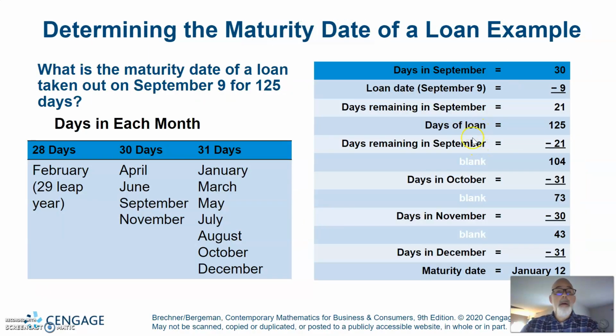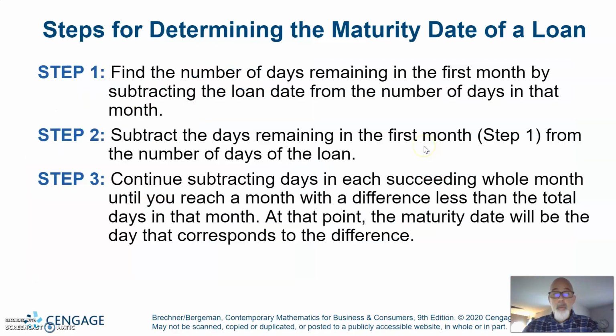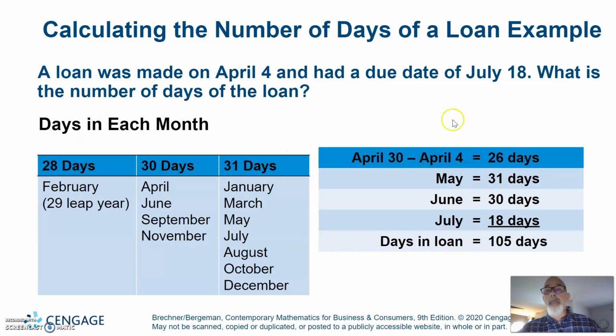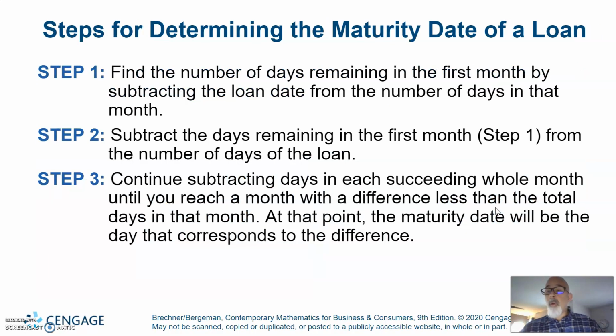So now, when we're looking at determining the maturity date of a loan, this is the second part that we're going to be looking at. So instead of saying the loan is going to be for so many days, and when's the due date? In the previous example, we knew the maturity date and had to figure out the number of days. Well, in this problem, we don't know the maturity date. We need to figure that out.